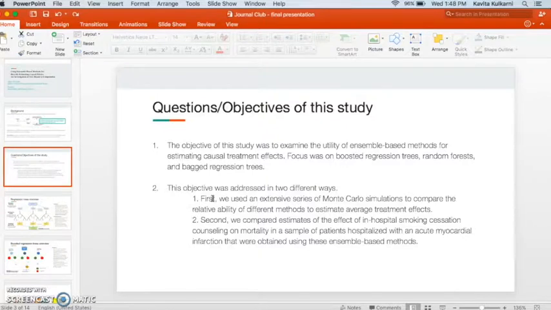And specifically, the focus was on the three techniques that I just told you about, which is boosted regression, random forest, and bagged regression. And the study essentially achieves this objective in two ways. The first one is by using extensive series of Monte Carlo simulations, they compare the relative ability of different methods to determine average treatment effects. They also use Monte Carlo simulations to understand the treatment bias, the variance, and also the mean squared error across different approaches. And lastly, they compare the estimates of the in-hospital smoking cessation counseling on mortality in a sample of patients hospitalized with an acute myocardial infarction. So essentially, the case study of interest is the in-hospital counseling for smoking cessation and what kind of an impact that treatment has on mortality 3 years post-discharge.